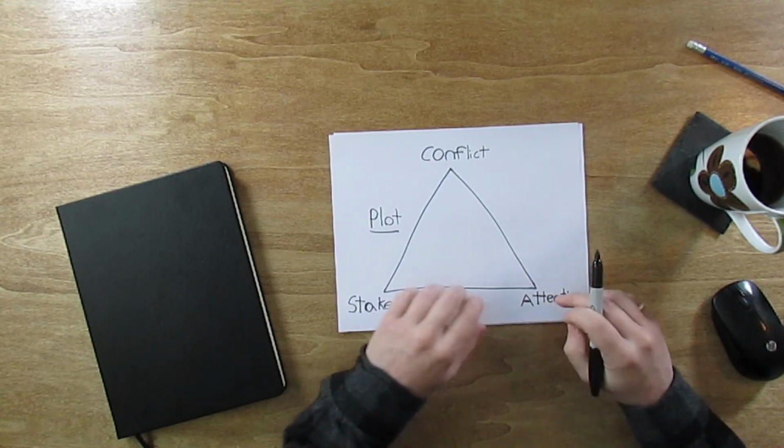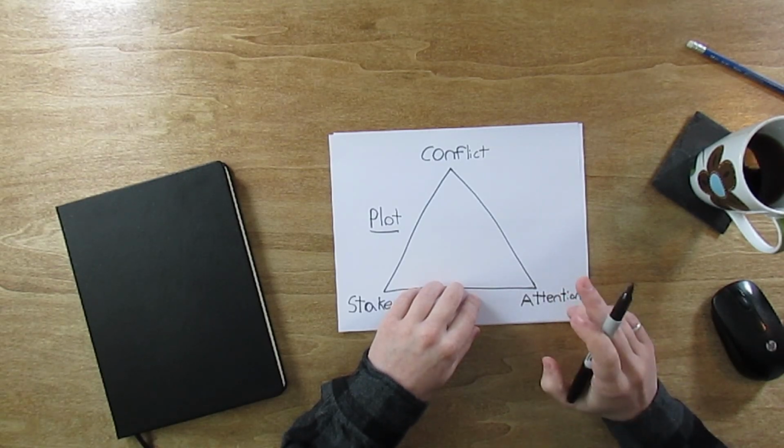For that, we need the third point on the triangle, and that is attention, specifically the attention of the reader. Stories are ultimately about engaging people. Your reader needs to care about what's happening. They need to connect with the plot. This is like oxygen for a fire. It's a crucial element that adds meaning to the other two.